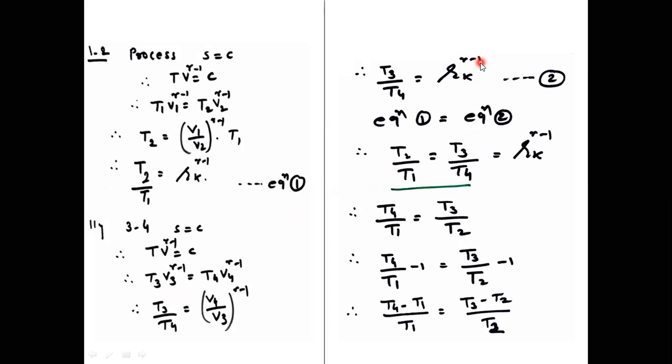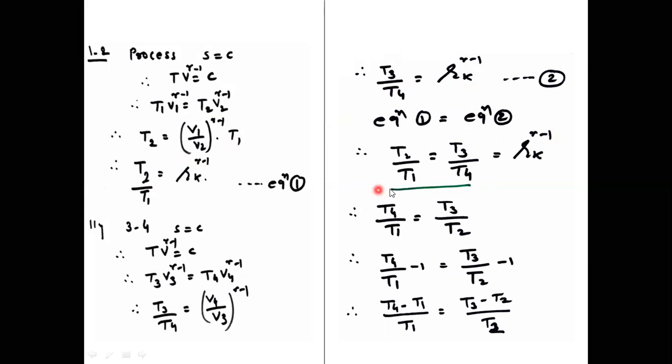Now see equation 1 and equation 2. The right hand side of both equations is the same. It's RK raised to gamma minus 1. You can see here, so equation 1 is equal to equation 2. So I can write T2 divided by T1 is equal to T3 divided by T4 is equal to RK raised to gamma minus 1.